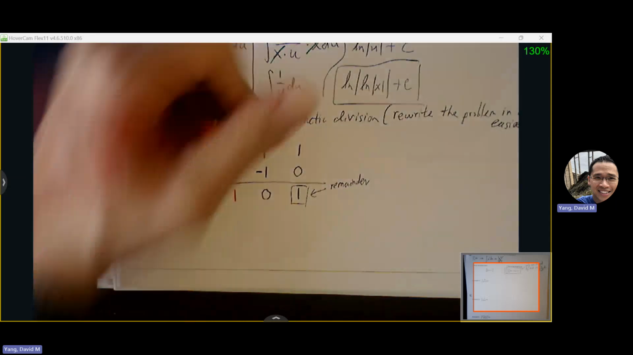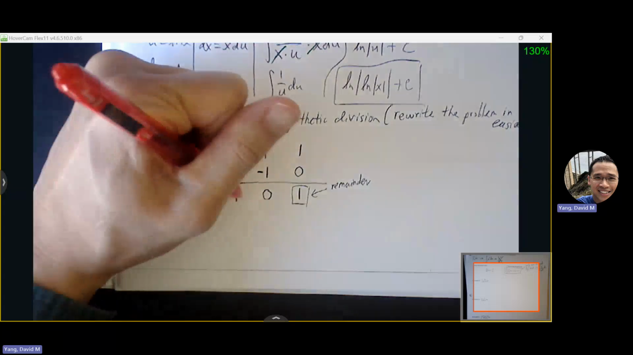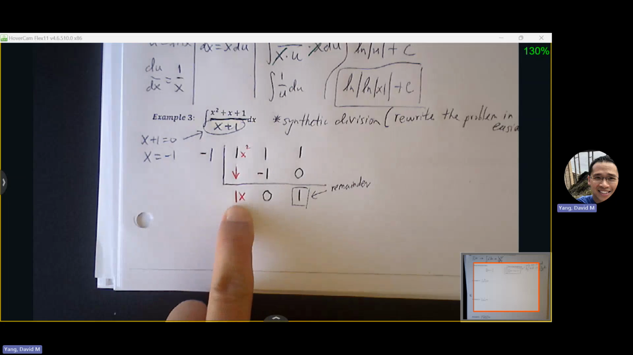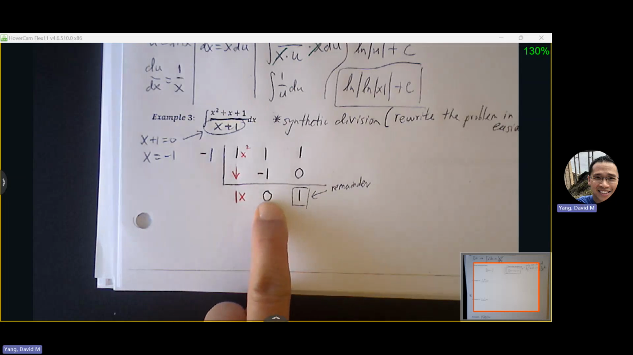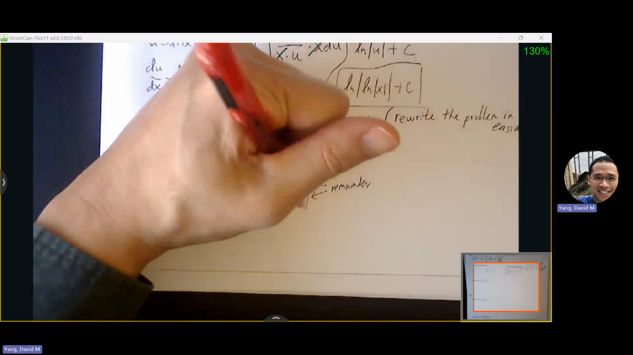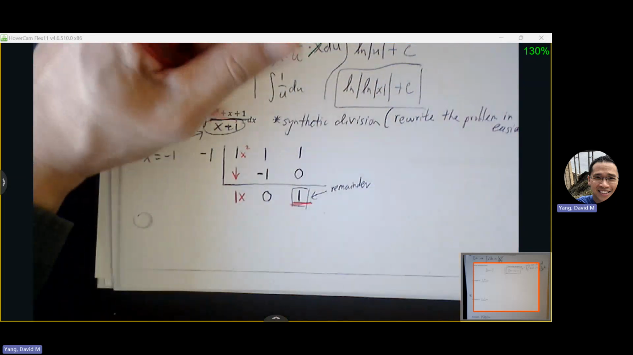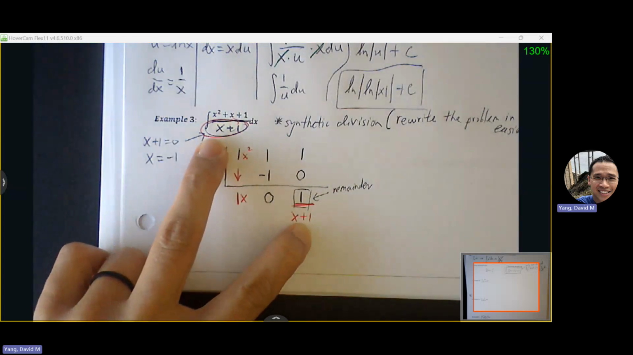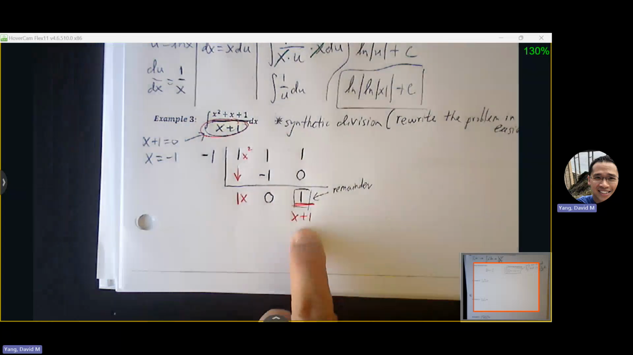So all of our degrees will fall by 1. So what was x squared will now become x. And once you have that starting degree, then everything else falls by 1. So this is degree 1. This is a constant. And this is the remainder. So the way you write the remainder is you're going to put it over the x plus 1 because you're indicating that I can't divide any further. I've divided as much as I could, but this is the leftover term.